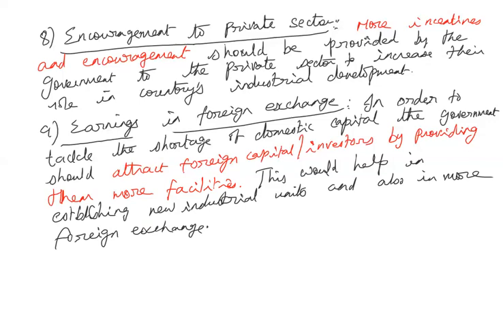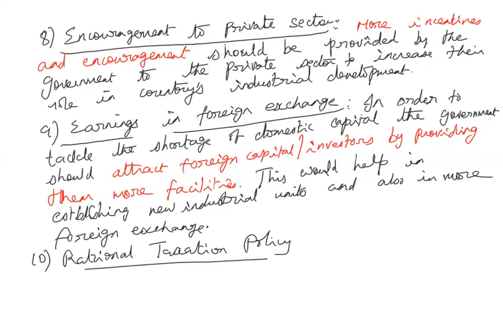And last but not the least, the government should follow the rational taxation policy. The government should follow the liberal taxation policy to the industries, that is, providing tax concessions, tax holidays, and subsidies to the industrial sector, especially if the industries are opened in the backward areas. All those policies should be followed by the government.